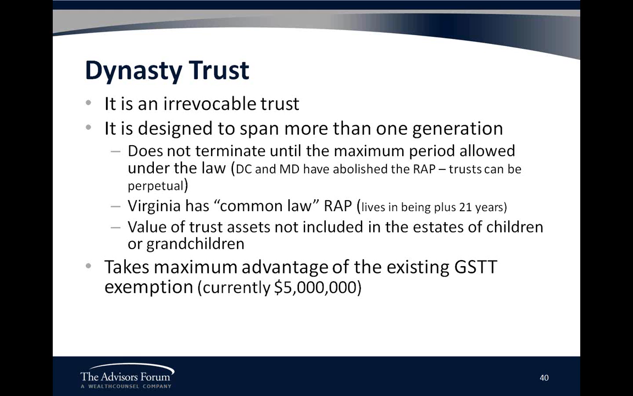Now, dynasty trusts. The irrevocable trust, we use the term a lot. It's in the literature. It's basically designed to span more than one generation. D.C. and Maryland have no rule against perpetuities, maybe Delaware too. But Virginia has a common law rule against perpetuities, and Massachusetts has a common law rule against perpetuities.